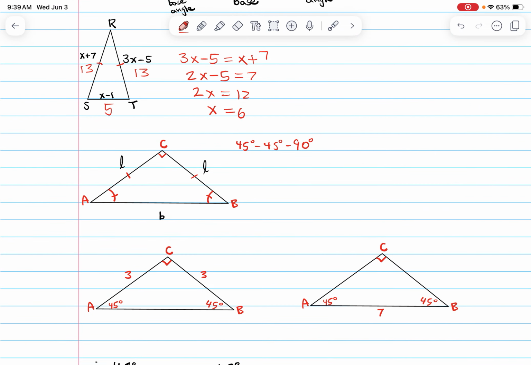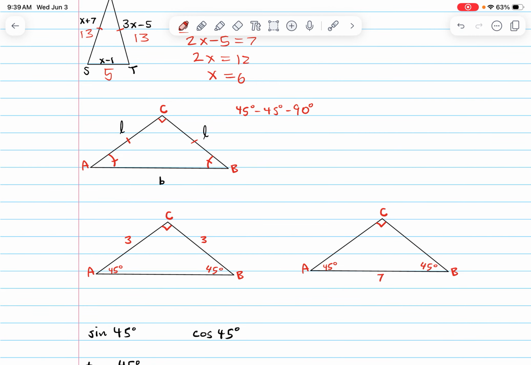Now, I want to just look at a couple of things here. Let's just see how the base side compares to the legs. Okay, so let's take a gander here. Now notice this is a right triangle, and I'm going to use the Pythagorean theorem on this.